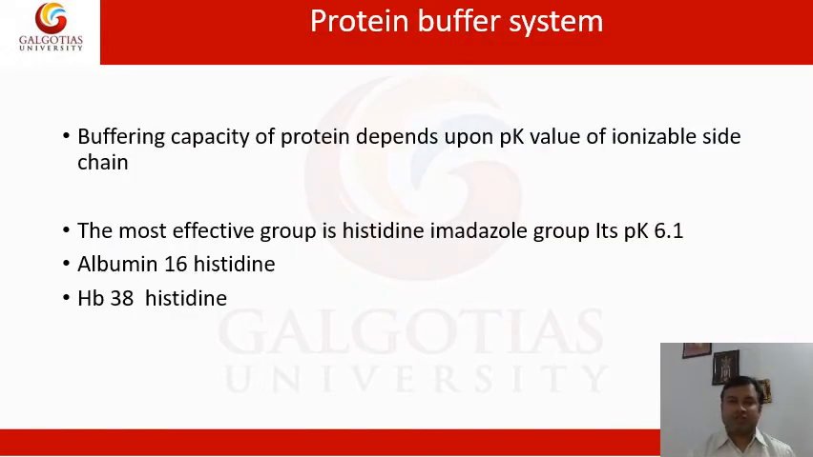Now we will discuss the protein buffer system. The buffering capacity of a protein depends upon the pK value of the ionizable side chain. The most effective group is the histidine imidazole group, with a pK of 6.1. In albumin, 16 histidines are responsible, while in hemoglobin, 38 histidines are responsible for the protein buffer.